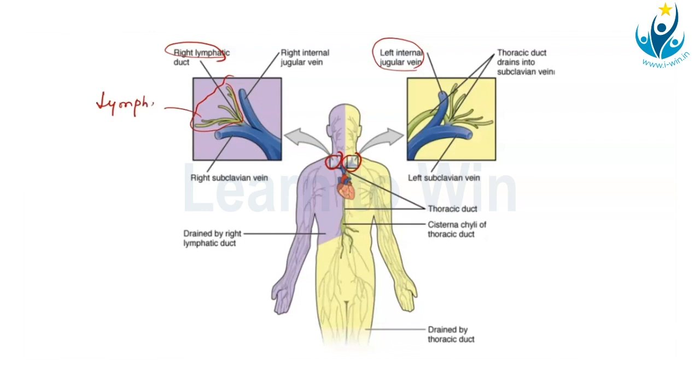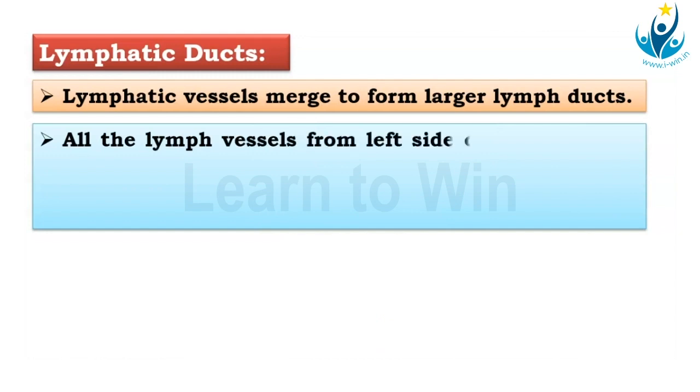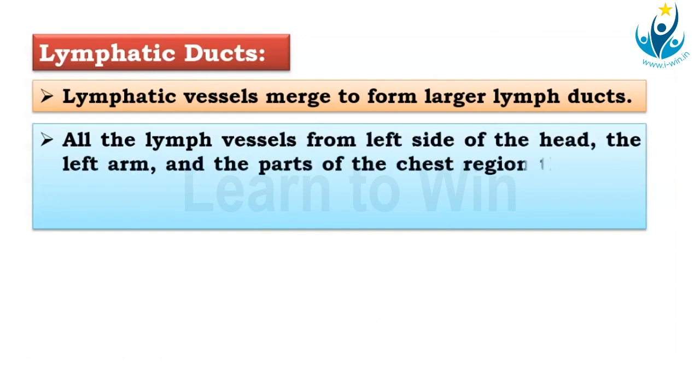These lymphatic vessels are opening into the veins. This is the right subclavian vein and the right internal jugular vein, the left subclavian vein and the left jugular vein. So into both these ducts, your lymphatic vessels are opening in. The position where the lymphatic vessels open into the veins is called the lymphatic duct. Lymphatic ducts are areas where all the lymph vessels merge to form a duct.